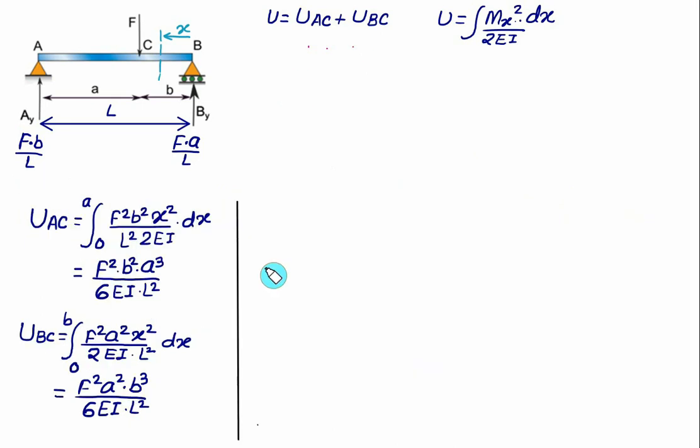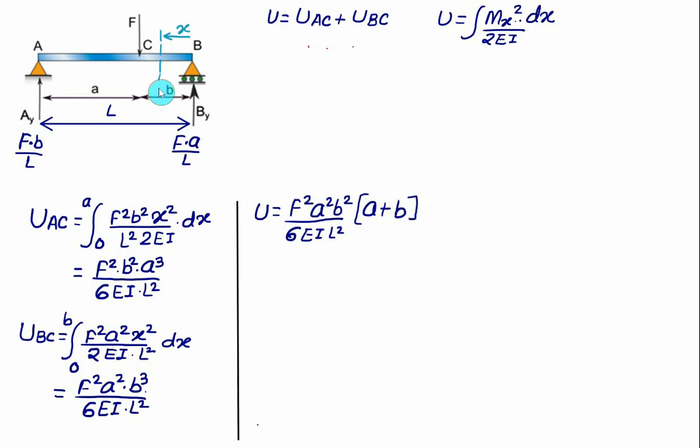So independently we have calculated the value of strain energy in AC and BC. Now we have to calculate here total strain energy. Total strain energy is equal to UAC plus UBC. We have F square. Now this term of F square is common in both. Even the a square, b square we can take common. So we have a square, b square divided by 6 times of EI, L square is common. Now here we have taken the b square common, one value of a is left. And here the one value of b is left.